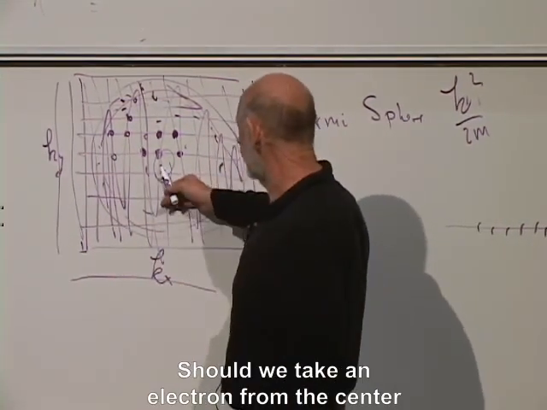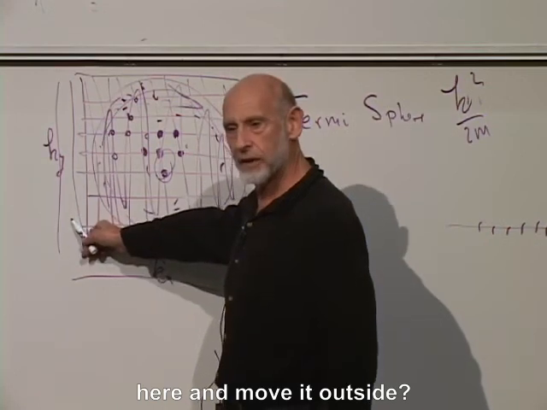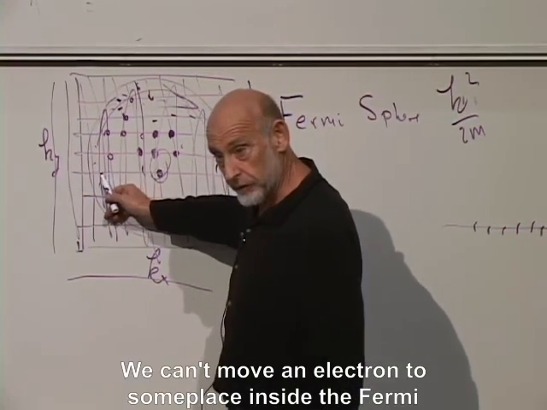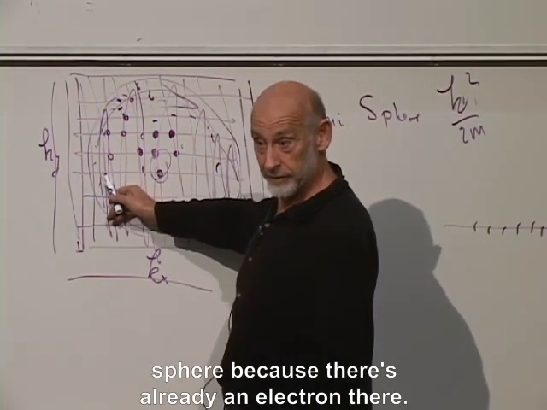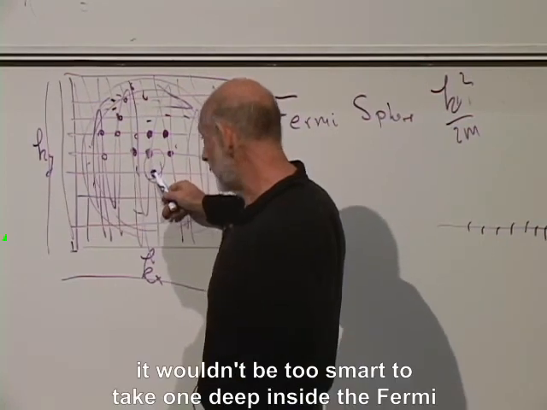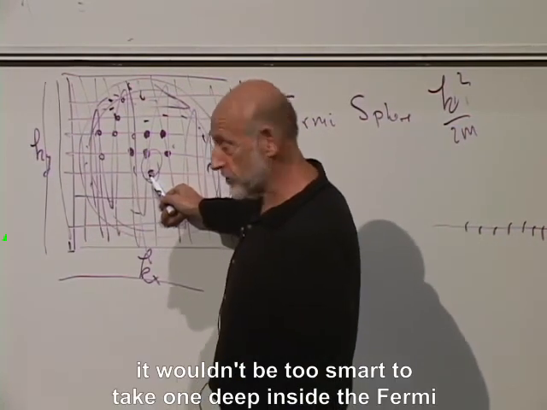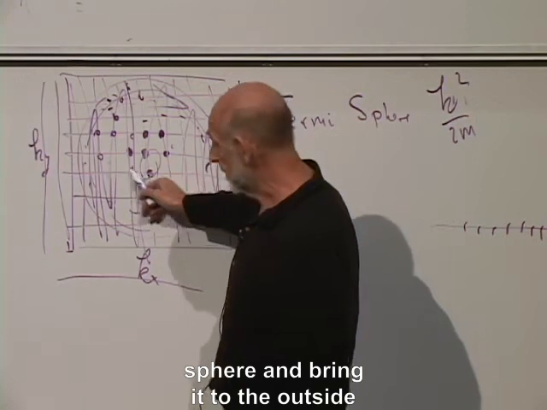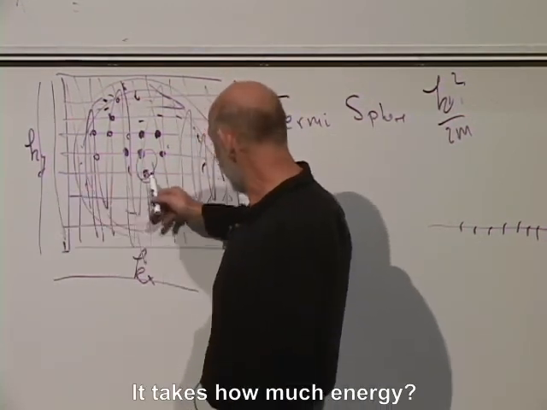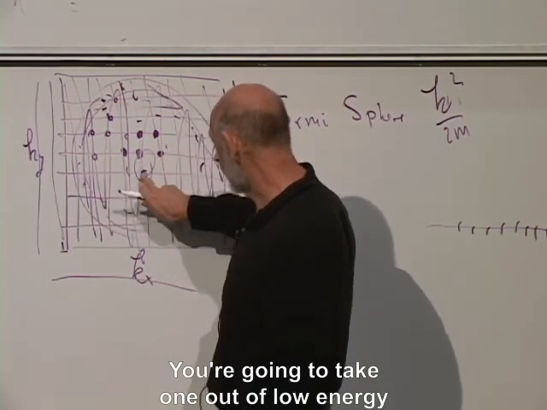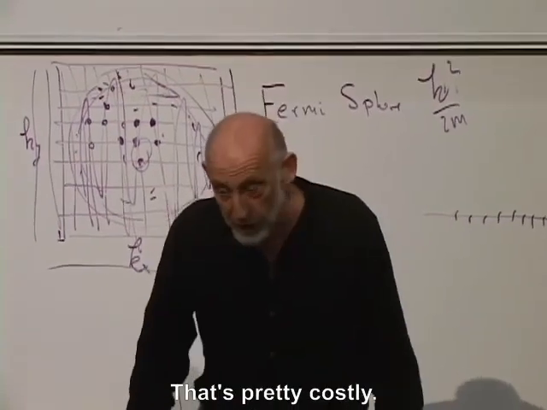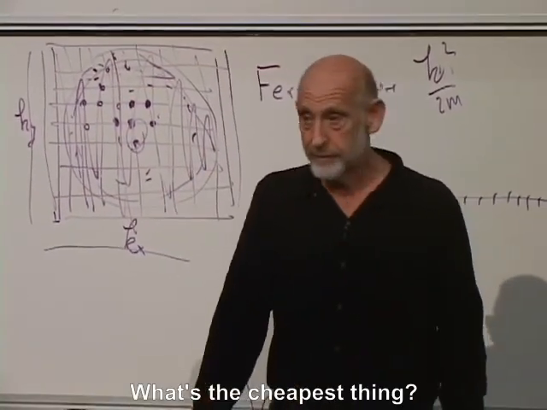Should we take an electron from the center here and move it outside the... We can't move an electron to someplace inside the Fermi sphere because there's already an electron there. Right? It wouldn't be too smart to take one deep inside the Fermi sphere and bring it to the outside, because that would take a lot of energy. You're going to take one out of low energy and put it back at relatively high energy. That's pretty costly. What's the cheapest thing?